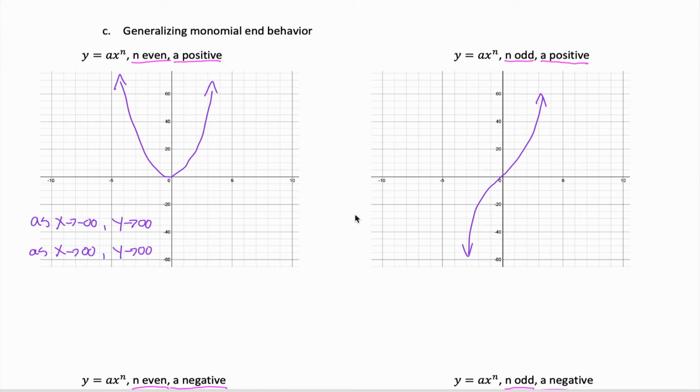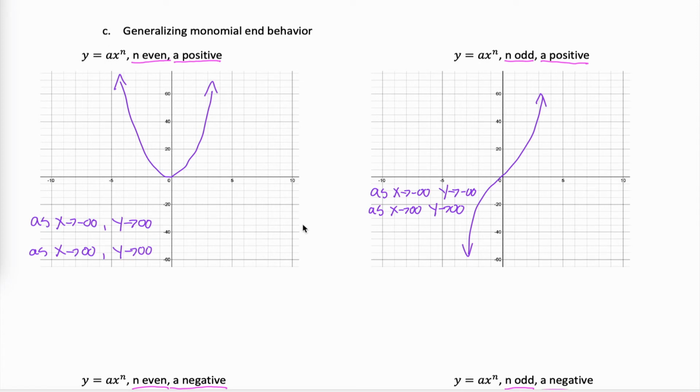Again, not to beat this to death, but the way that you would write that is goes to the left means x approaches negative infinity. Goes down means y approaches negative infinity. Goes to the right means x approaches positive infinity. Goes up means y approaches positive infinity. And maybe you're like, yeah, okay, that works out fine as long as my coefficient is positive. But what if this were a negative number here?